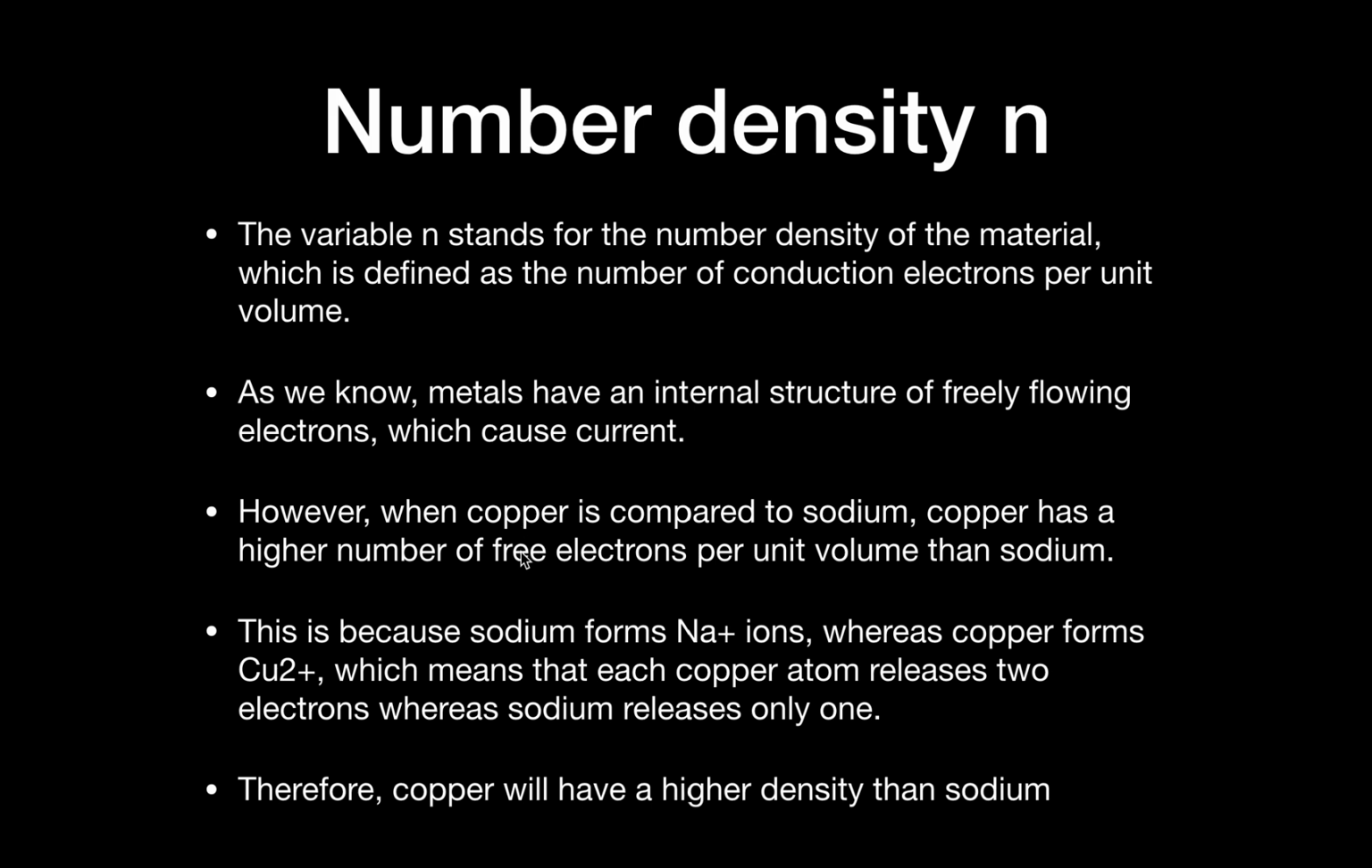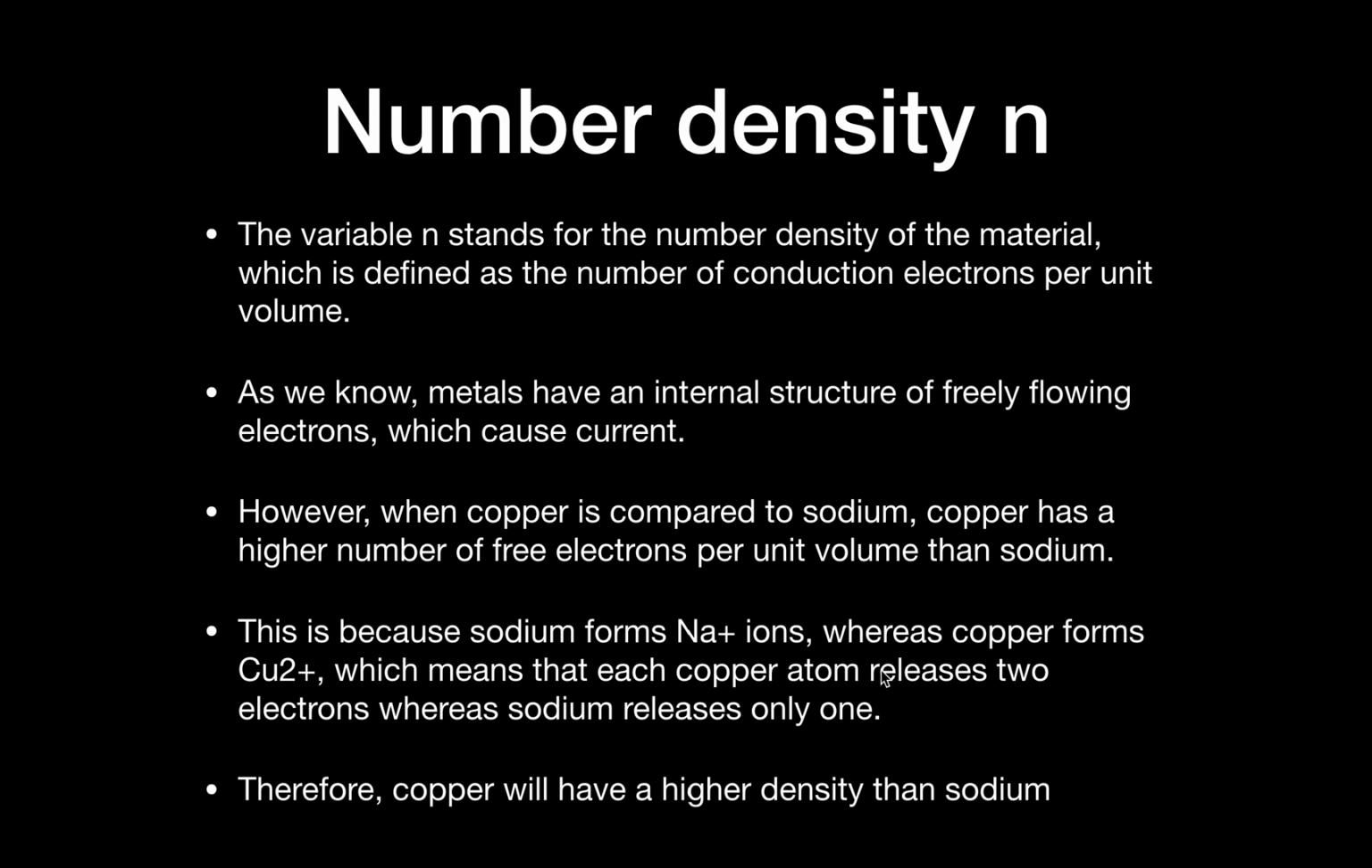But when you compare, for example, copper to sodium, copper will have a higher number of free electrons per unit volume than sodium. Now, why is that? Because sodium forms Na+ ions. That means for every atom of sodium, there is one free electron present in its structure.